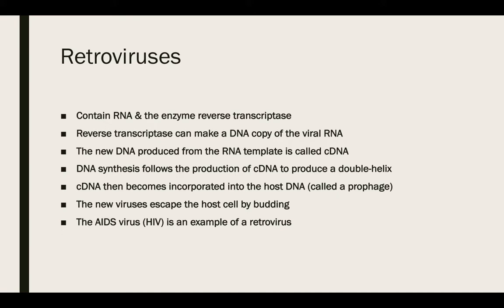And the new DNA that's produced from the RNA template is called the cDNA. The cDNA becomes incorporated into the host DNA. Then it's a prophage. The new viruses escape by budding. But what happens is this reverse transcriptase keeps going back. So if our body was to synthesize out the DNA, it keeps going back and implanting its RNA molecule, making the new cDNA each time that it does so.